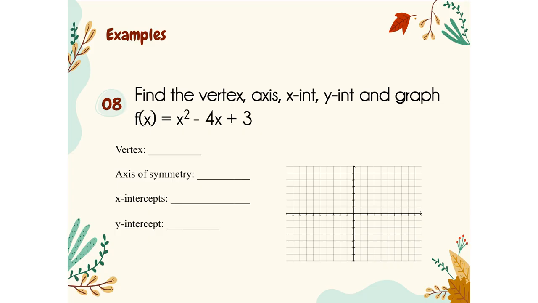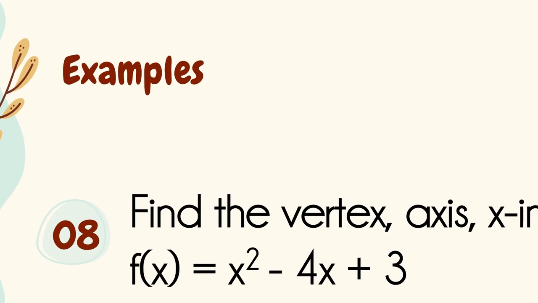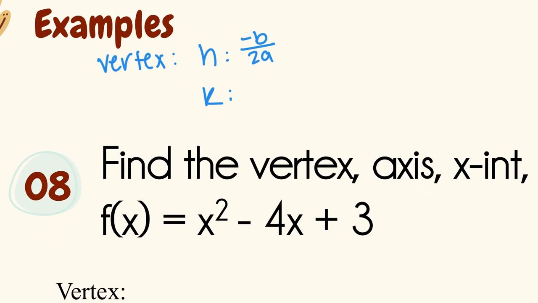This is written in standard form, so I have to know the formula to find my vertex. Finding my h and my k. Keep in mind h is x, k is your y, and h is negative b over 2a. Let's make sure we have our a, b, and c's. It's in standard form. So a, let me write it down, is 1. B is negative 4. And c is a positive 3.